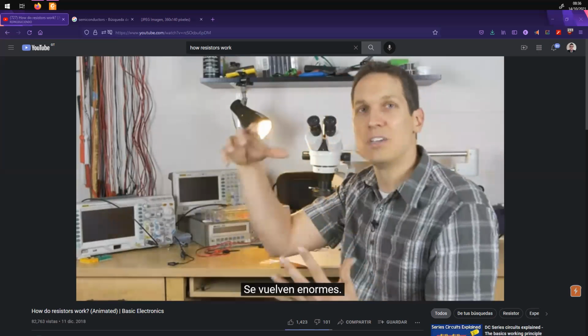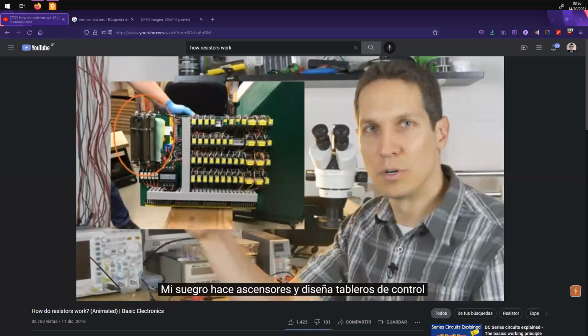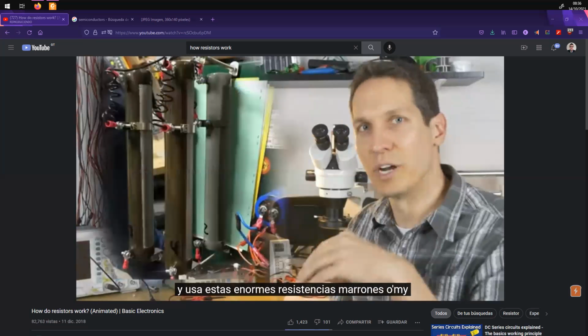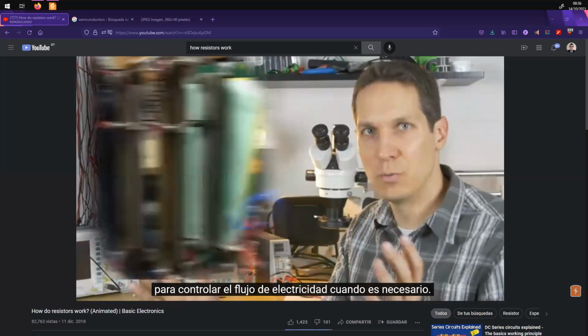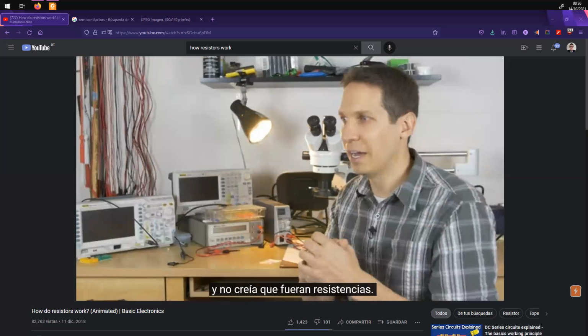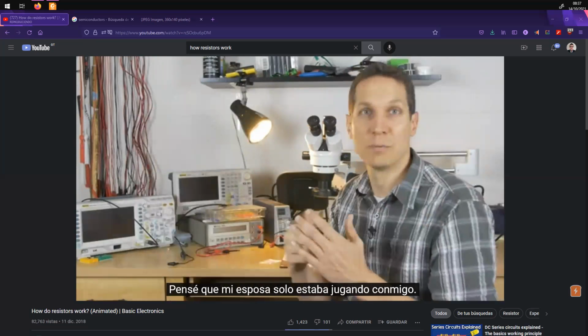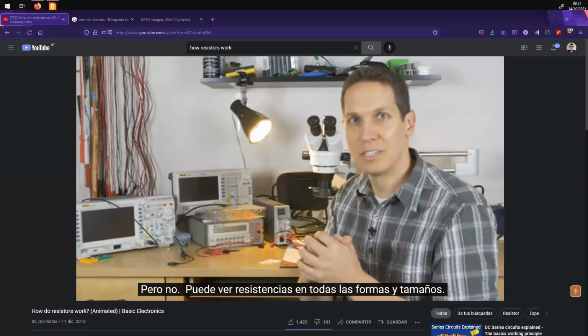And resistors also come in the other size. They get huge. My father-in-law makes elevators, and he designs control boards, and he uses these massive brown Ohmite resistors to control the flow of electricity when necessary. And when I first saw that, I was still in school, and I did not believe that they were resistors. I thought my wife was just messing with me. But no, you can see resistors in all shapes and sizes.